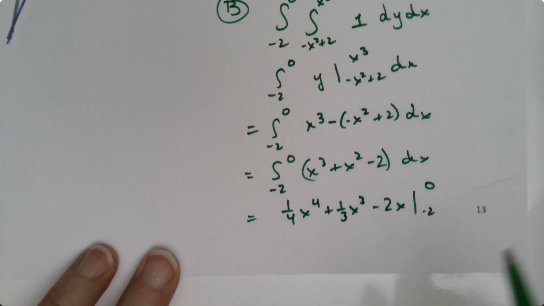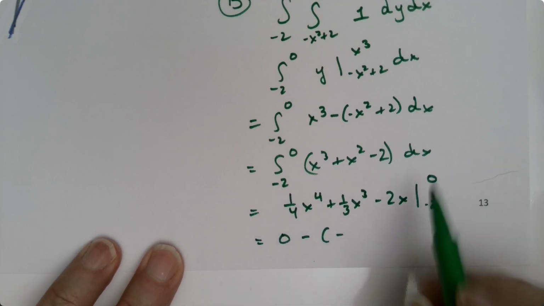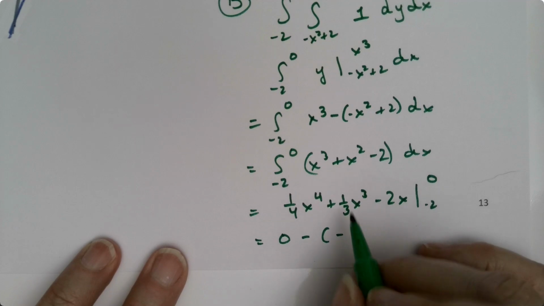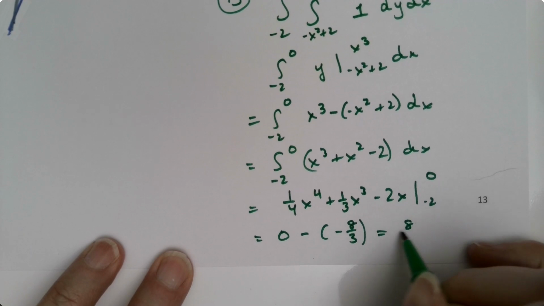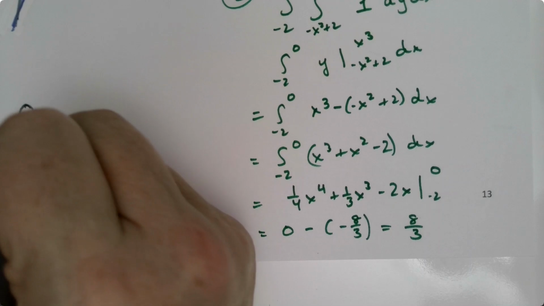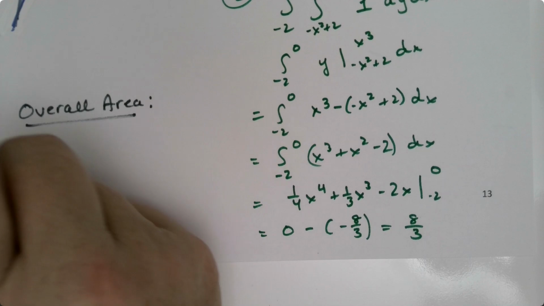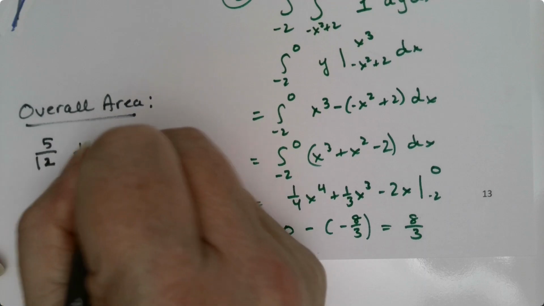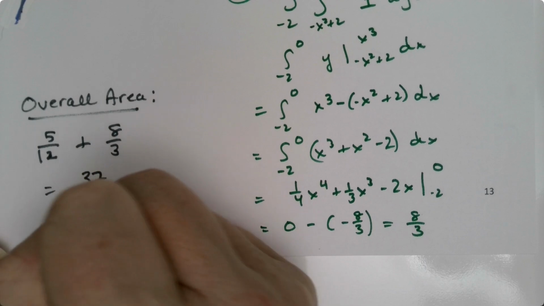What's not easy is actually substituting in the 0 minus, right? It'd be 0 minus negative something or other. And then we'd have to put in the 2 and find what it is. Come to find out it's 8/3. Right? Computers and or Maple will do that, and we get 8/3. Okay, so what's the overall area? Let me put that over here. Overall area, it's 5/12 for section A plus 8/3 for section B, which is 37/12.